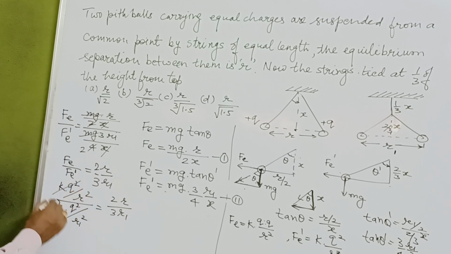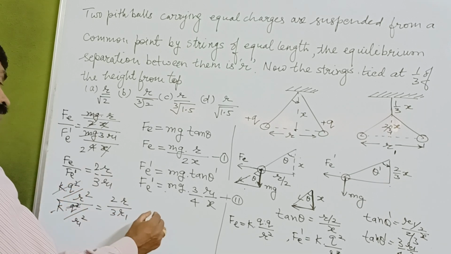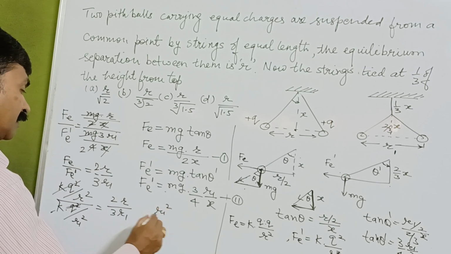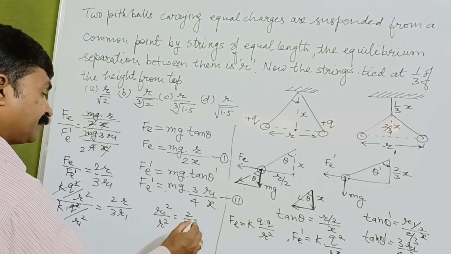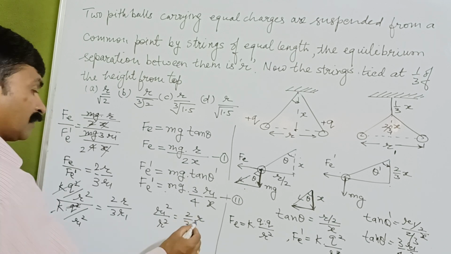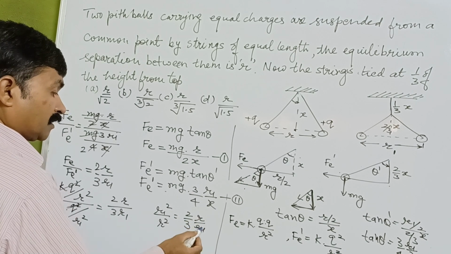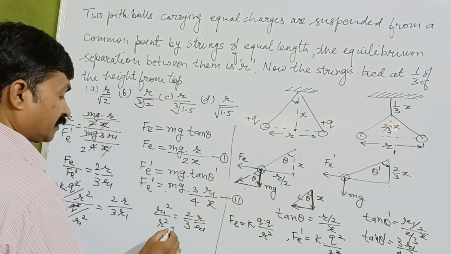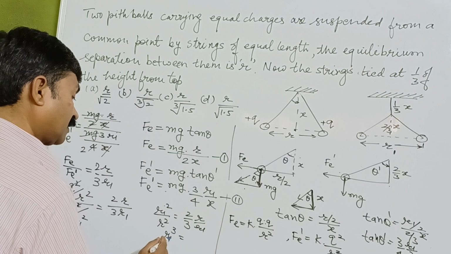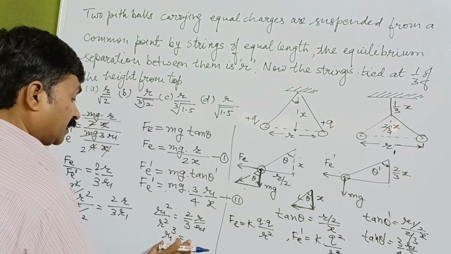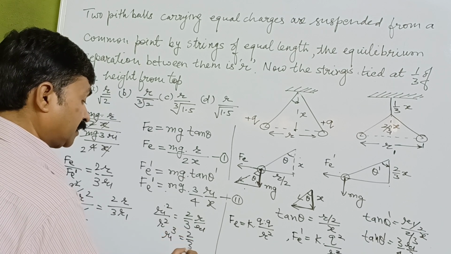Now see here, this is also cancelled. Now it is r1 square upon r square, which is equal to 2 upon 3 times r upon r1. I will multiply it with this r1 cube, and in the denominator we can have this 2 upon 3 r cube.